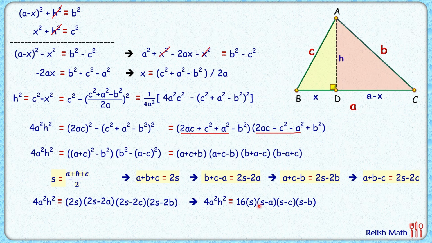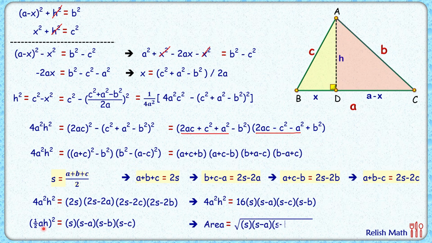Dividing both sides by 16, we'll get your LHS as a square h square by 4, which is (half of a times h) square. And we know that this half of a times h is nothing but the area of the triangle. So when we take the square root on both sides, we'll get the area of the triangle equals square root of S times (S minus A), (S minus B), (S minus C). And that's what we had to prove, hence proved.